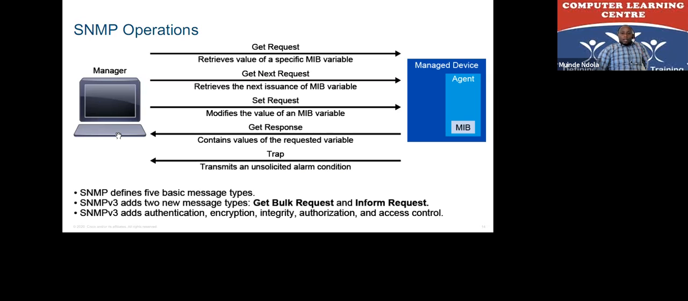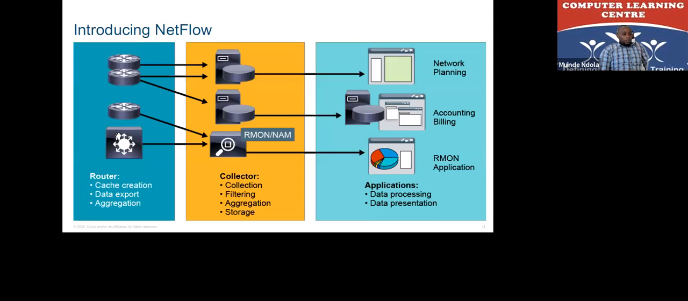Now, SNMP is divided into three: version 1, version 2, version 3. Version 1 and 2 connect based on the community strings, while version 3 will now provide authentication, integrity, authorization, and access control. So version 3 is more secure than the previous versions.